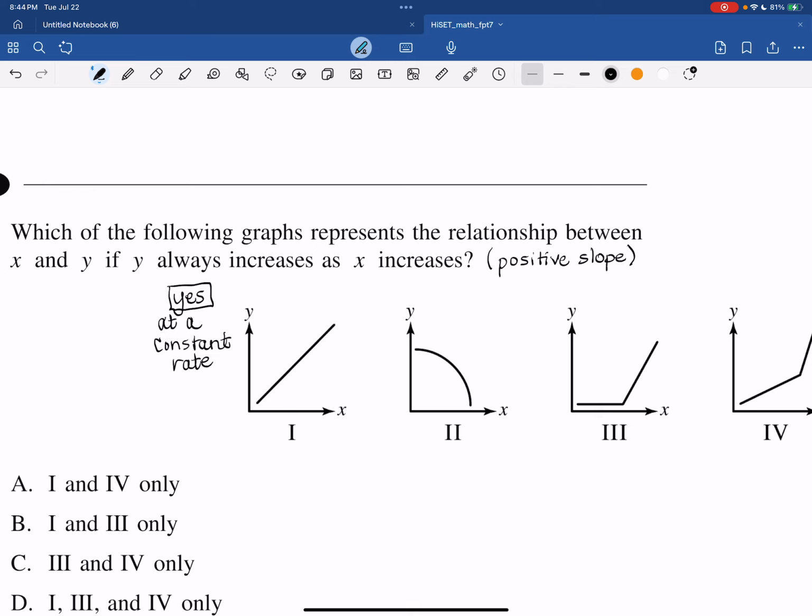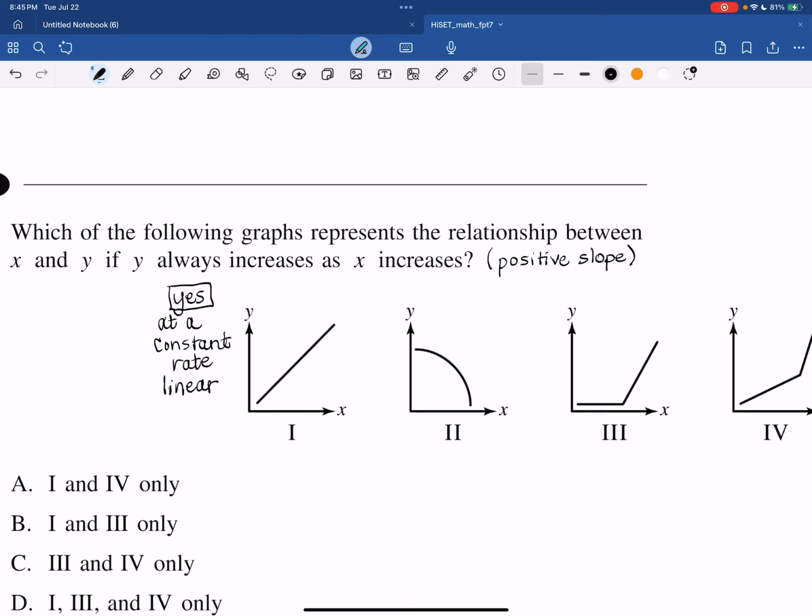So then let's look at number 2. This line is decreasing from left to right. So as x gets bigger, y gets smaller. So you could even look at that as sort of a negative slope. It's not linear. This first one is linear because of that constant rate of change. This one is half a parabola.